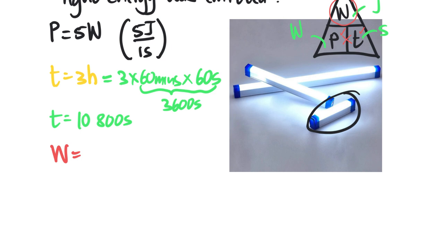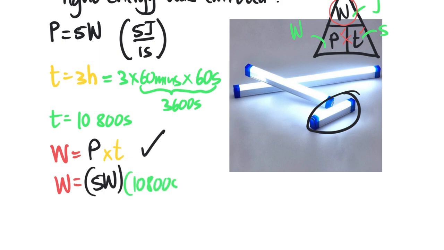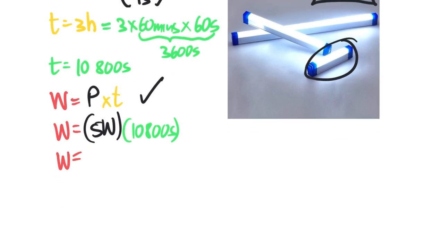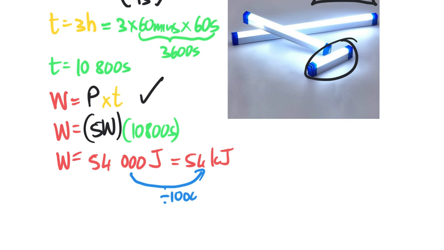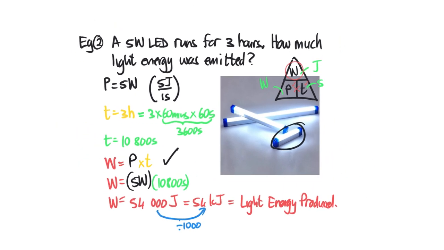So, looking here, the work done is the power times the time. You would normally get a mark for that in a test or exam. So the work done is power, which is 5 watts, times the time, which is 10,800 seconds. And so the work done would be 5 times that, which would give us 54,000 joules, or 54 kilojoules. Remember, there are 1,000 joules in a kilojoule, like there are 1,000 meters in a kilometer. So this work done is the light energy produced. And so our answer is 54 kilojoules.